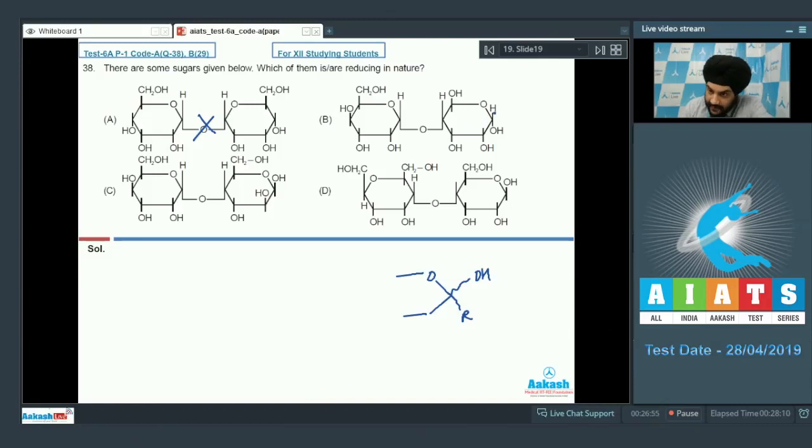If you look at the second option, we have a hemiacetal linkage present here. So this is going to be reducing. If you look at the C option now, we have a hemiacetal at this position again. This is also going to be reducing. And if you talk about the D option now, this also has a hemiacetal linkage at this position. So this is also going to be reducing. So if you look at the options, we have to mark option B, option C and option D as the correct answer to question number 38.